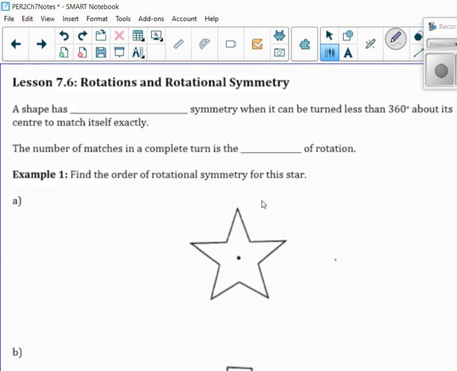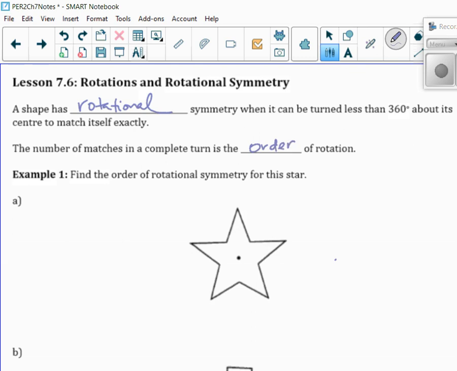So now we're on 7.6, rotational symmetry. A shape has rotational symmetry when it can be turned less than 360 degrees about its center to match itself exactly. The number of matches in a complete turn is called the order of rotation.